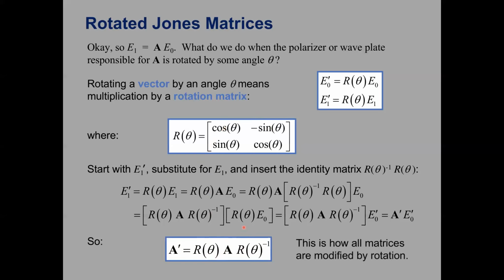So let's see, since this is like a general mathematical property for all matrices, this will work here as well. So let's see how this works. Let's take our X polarizer matrix, plug it in here for A, and multiply through by these rotation matrices to get our polarizer oriented at an angle theta. That will be the matrix A prime here.